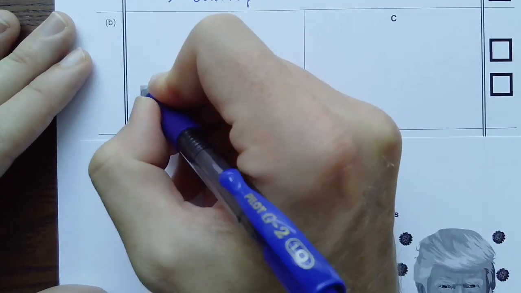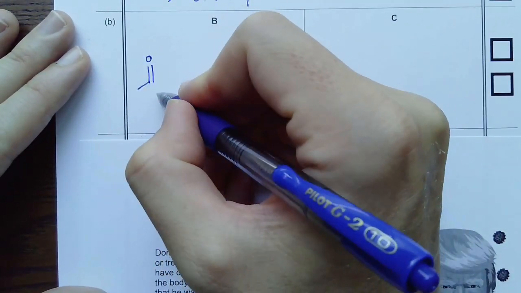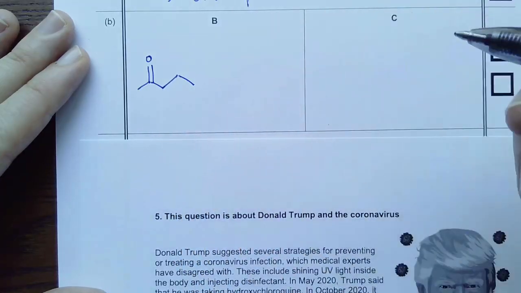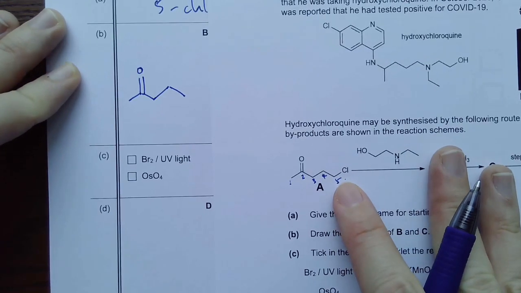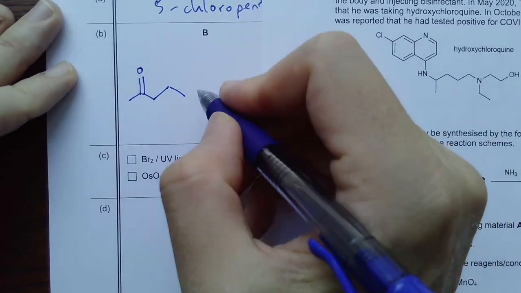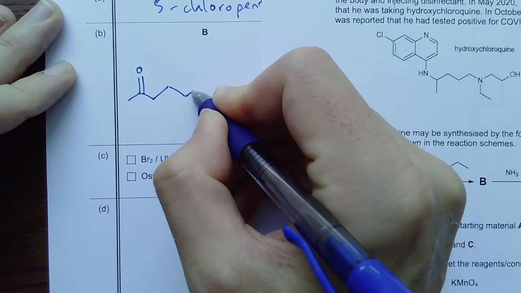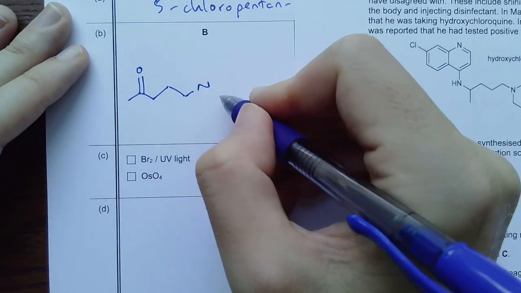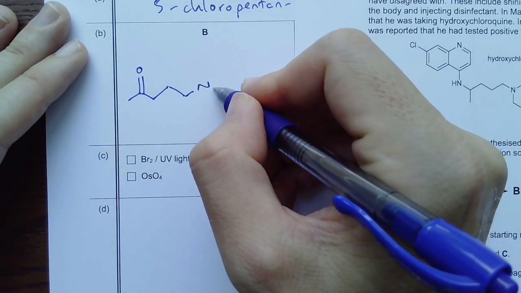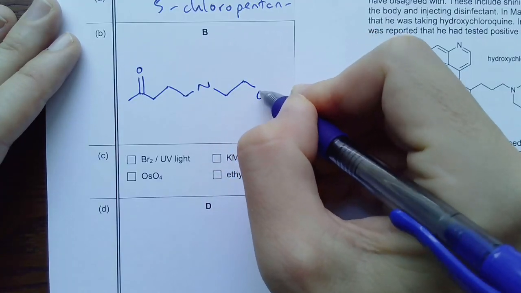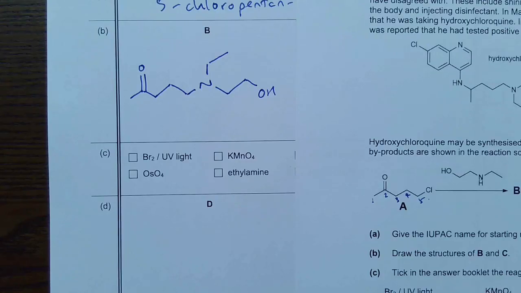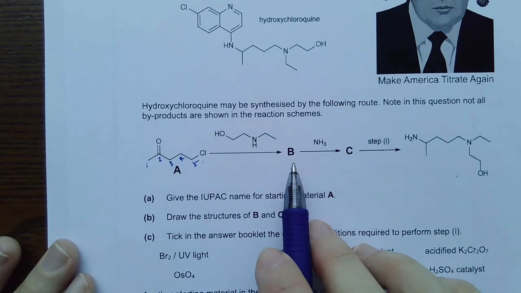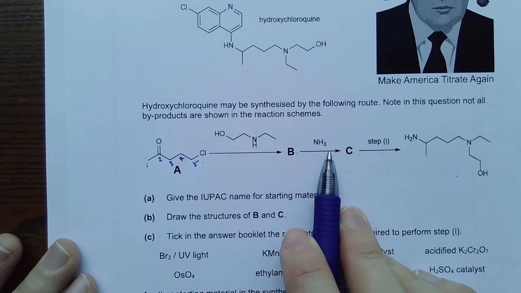So all this side of the molecule stays the same, and then instead of the chlorine, I'm going to have the nitrogen with the other 2 groups on. It doesn't matter how you draw that OH, as long as you draw it correctly, that's the main thing. So that's fine. Then we do the ammonia step.